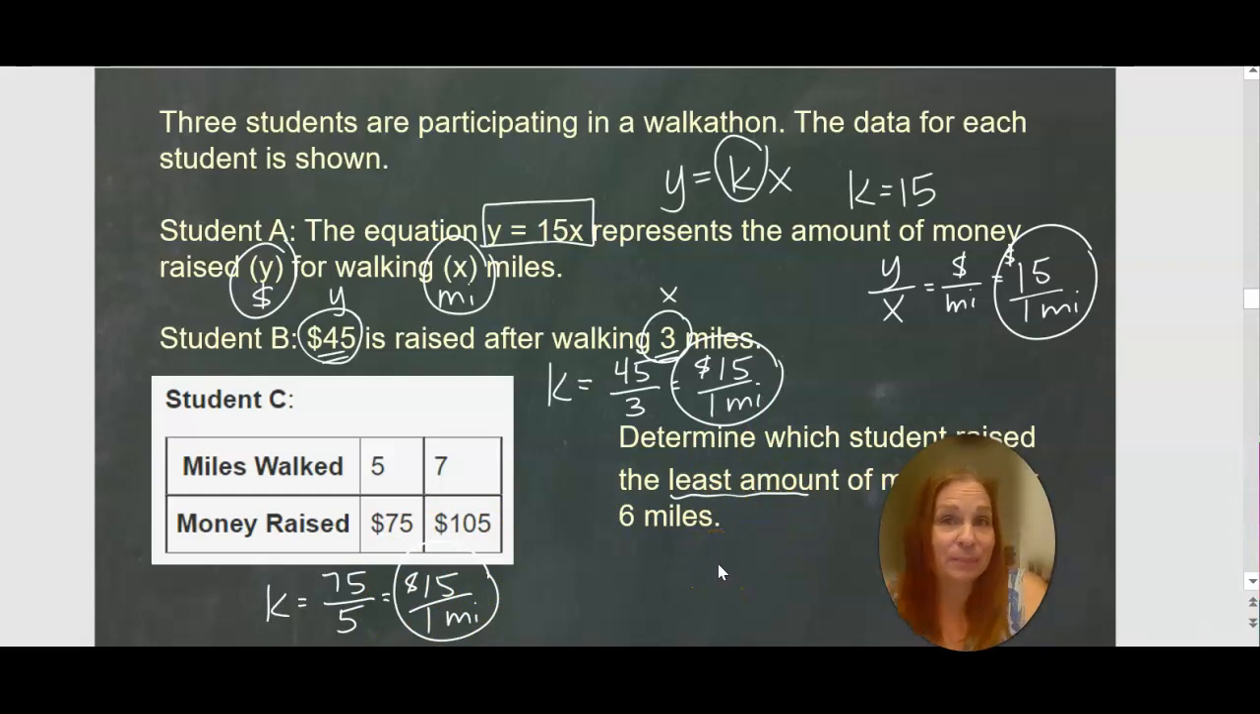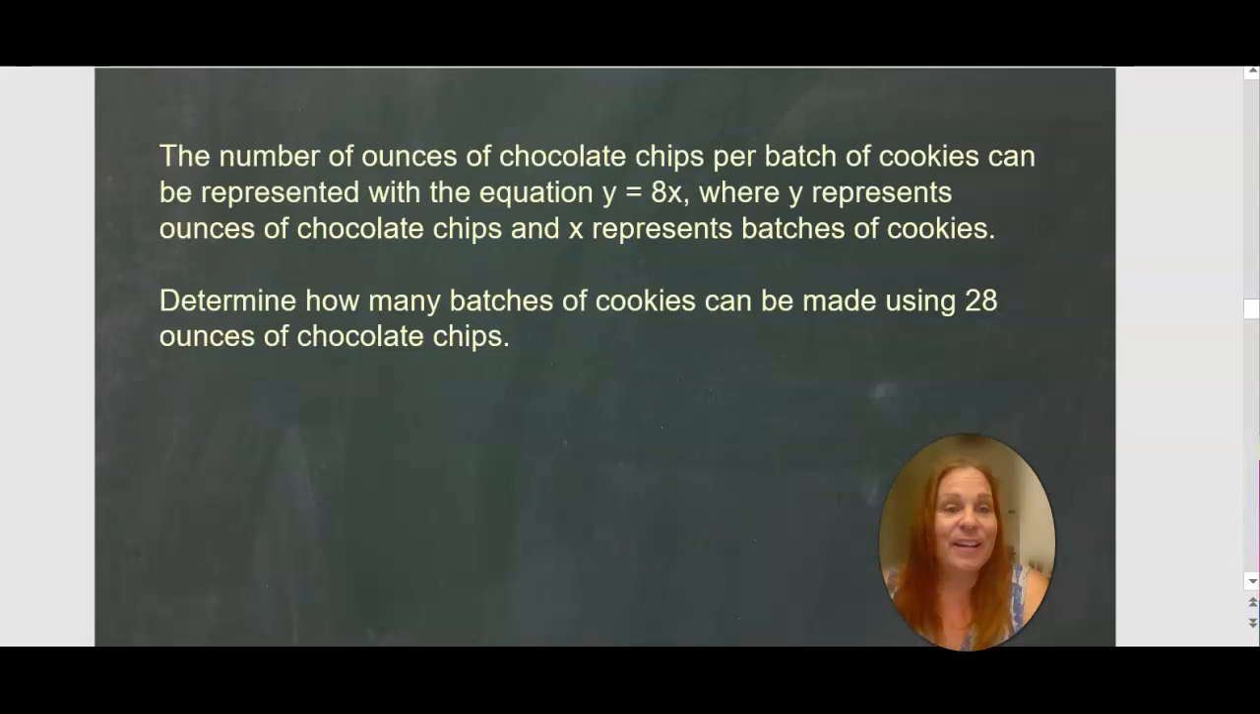How much would that be? Well, if we found that they raise $15 for 1 mile, then to figure out how much they raise for 6 miles, we would just do 15 times 6, right? $15 for every mile, and we've got 6 miles, so 15 times 6 would be $90. And they would all raise that amount because they all have the same unit rate. All right, moving right along.